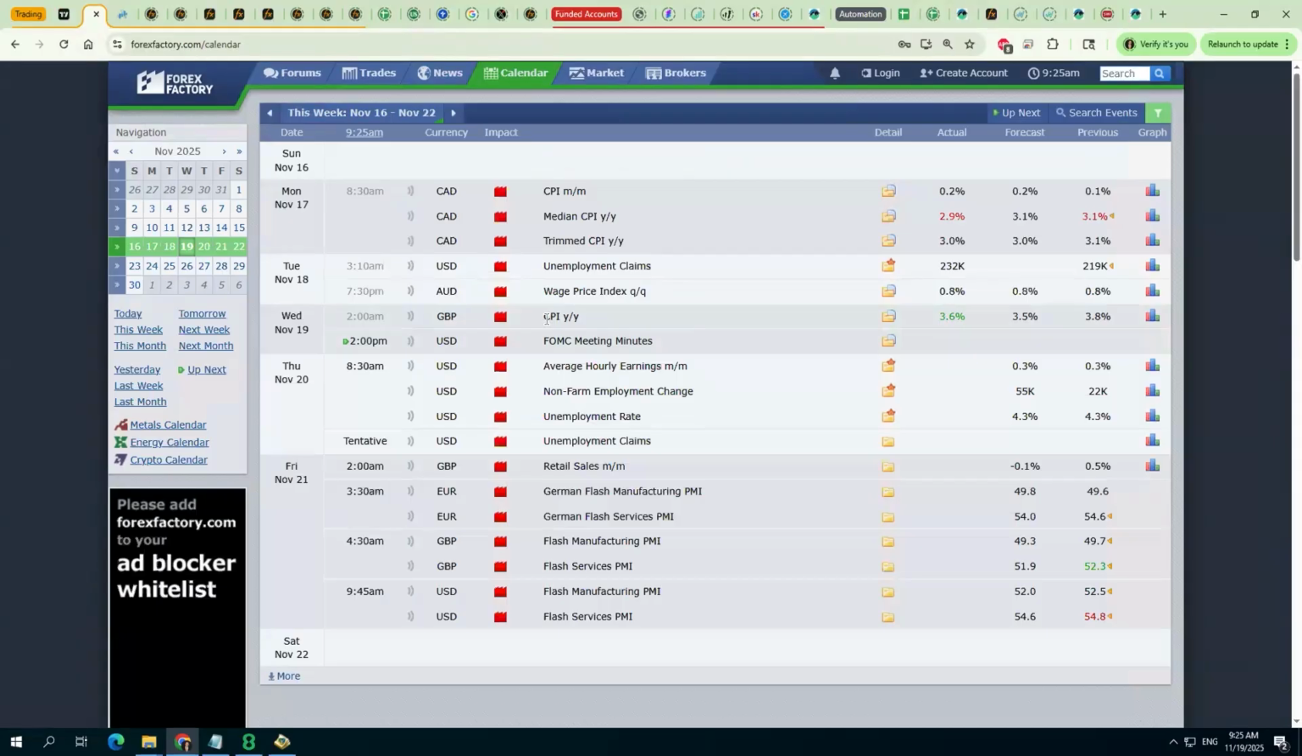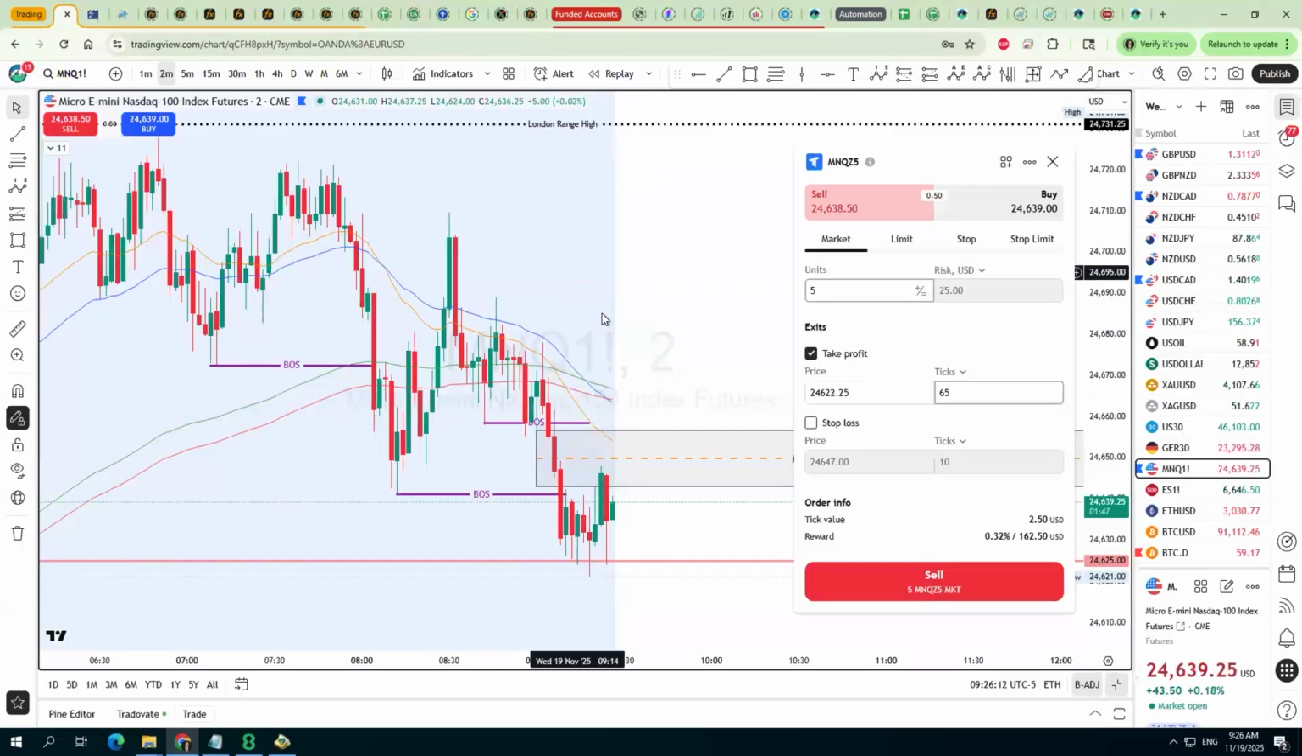So we had CPI numbers coming out higher than expected for the UK. And then we've got 2 o'clock FOMC meeting minutes. That's at 2 o'clock today. And then tomorrow is going to be jobs out in the morning. So nothing coming out right now.